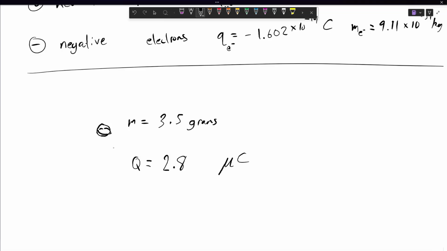The 2.8 microcoulombs, well, where did this come from? If it's that much positive charge, it had to be because we took away some number of electrons. And at that point, it's a unit conversion problem. You could say, well, I've got 2.8 microcoulombs, but I need to say that there are 1.602 times 10 to the negative 19th coulombs per single electron.